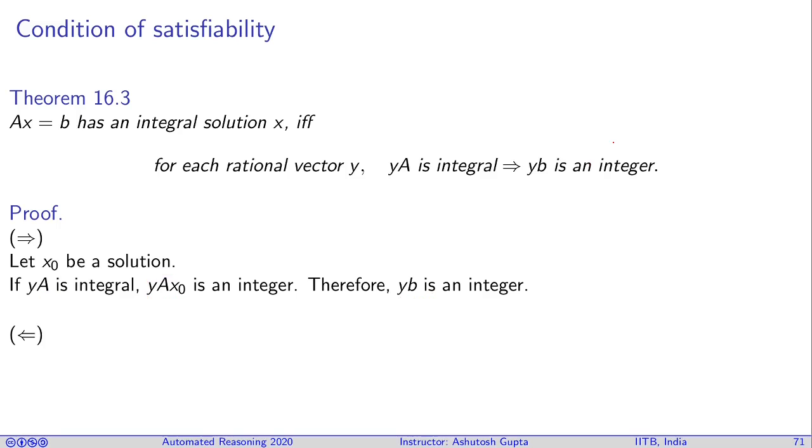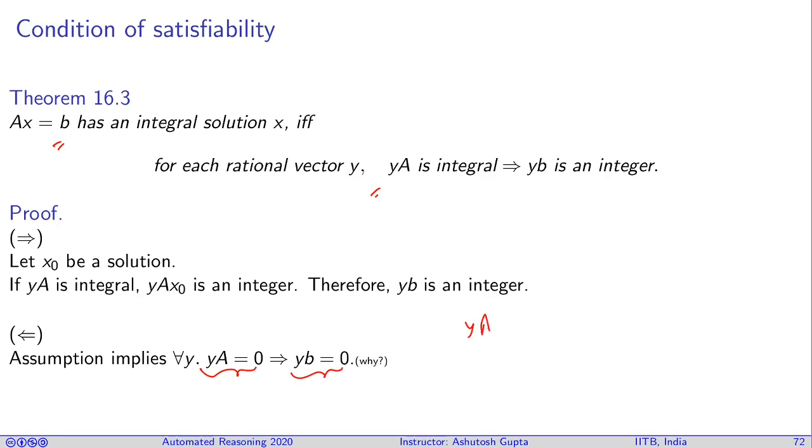Let's look at the reverse direction. In the reverse direction, we have this situation that this statement holds. So if this statement holds, how are we going to say that there is an integral solution? So first thing to observe is that because of this condition, we have yA = 0 implies yb = 0. Why is that the case? Let's suppose for some y, yA is equal to 0. 0 is an integer, therefore yb must be an integer. Let's suppose non-zero.